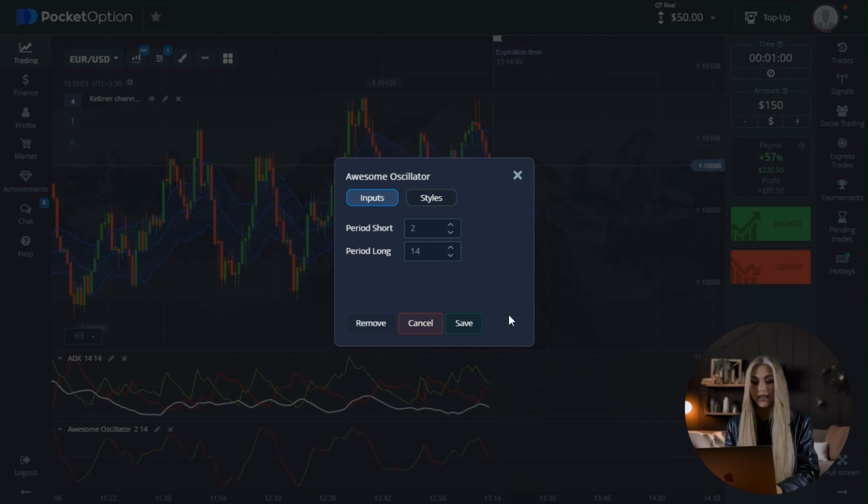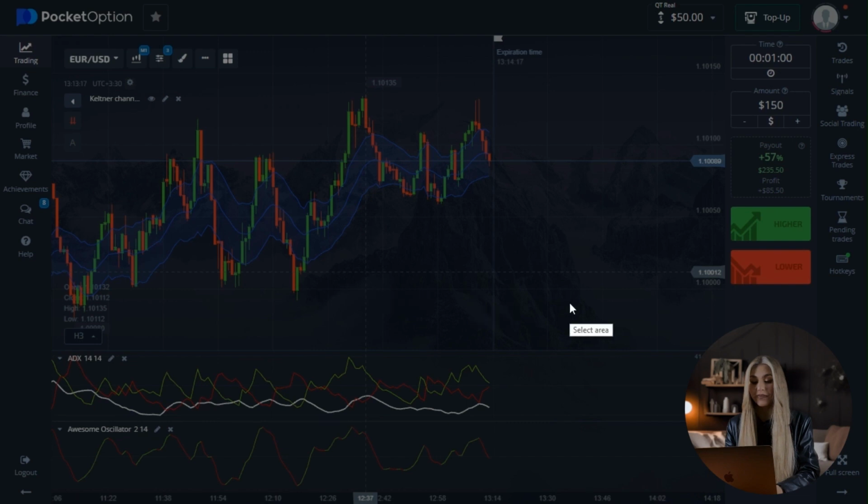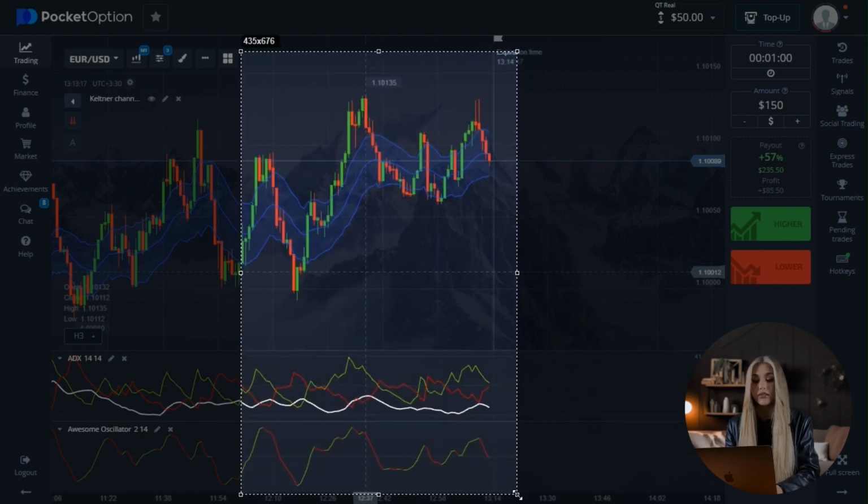Today's star is the Awesome Oscillator. I've set its settings like this: short period 2 and long one 14. And this is truly an unusual oscillator. It catches the eye because its line is colored in different colors, okay? So visually, you can immediately notice the price shifting from rising to falling.